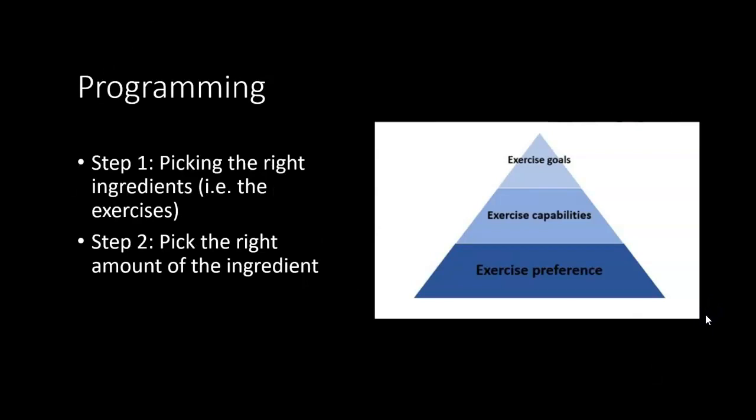Now, I consider there really to just be a few steps in programming. One would be picking the right ingredients, which is: what are the exercises? So how do we pick exercises? Exercises are picked, in my mind, in a hierarchy. The baseline is exercise preference. I say that because there are so many different exercises somebody can use to accomplish their goal, especially if we're talking about resistance training. The only instance where you're going to need to have someone do a specific exercise would be if they're training to compete.